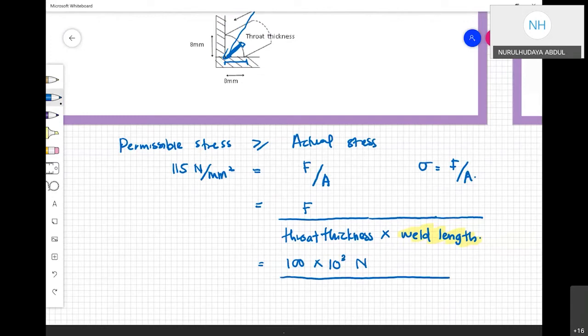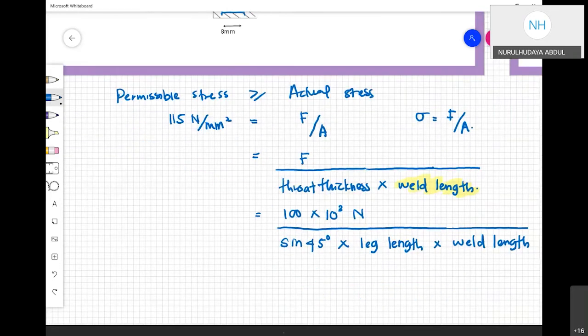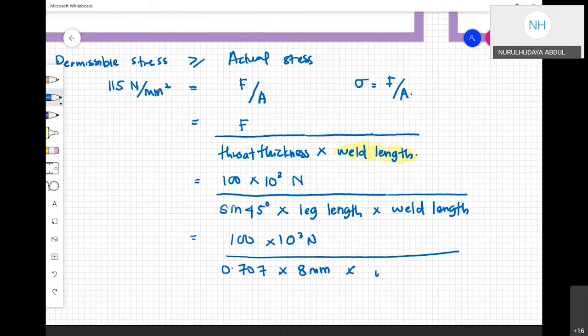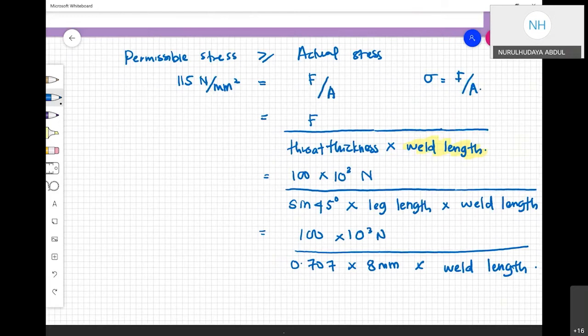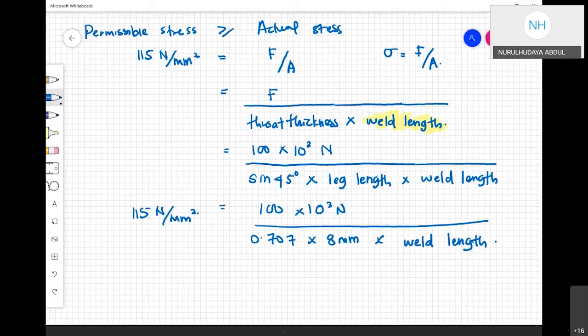To find the throat thickness, yesterday I gave a formula. Not really a formula. We get the throat thickness from the leg length times sin 45 degrees, multiplied with the leg length. You will get the throat thickness, times the weld length, which is equal to sin 45, if I'm not mistaken, it is 0.707, equal to 115 Newton over mm square. So you can finally get the value of the weld length.